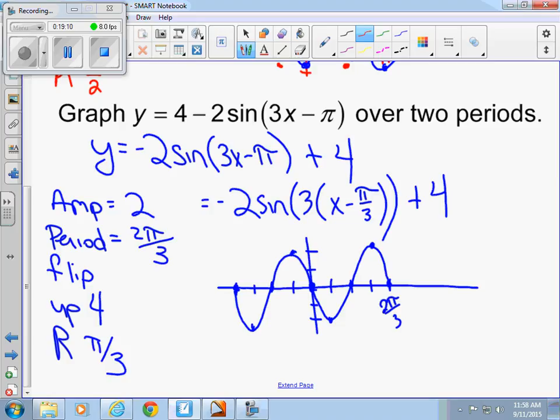Pi over 3. How many tick marks is that? Why is it 2? That's 2 pi over 3. Half of 2 pi over 3 would be pi over 3. So it turns out that each one of my tick marks, if I were to find each individual tick mark, there would be half pi over 3. So it's easy to move if it was pi over 6 or pi over 3 because of the way it ended up. So I'm going to move it right 2 tick marks.